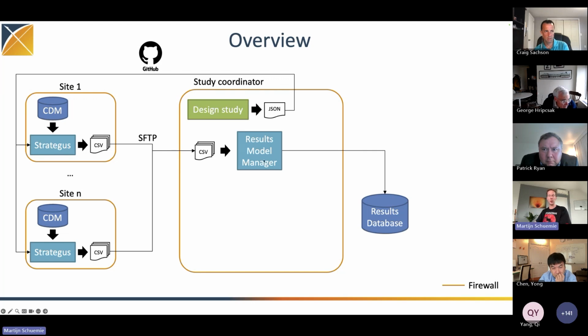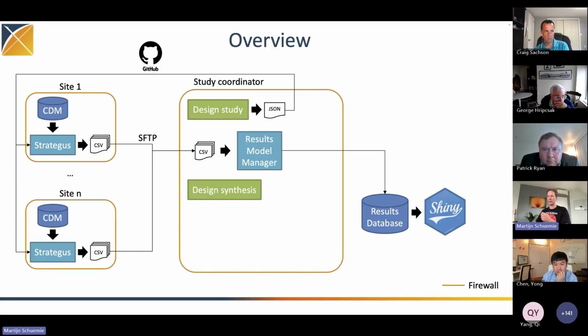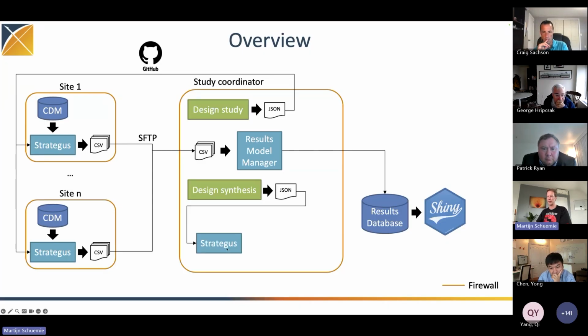Initially, those results are uploaded into a results database and can be viewed through a Shiny app. And then comes the evidence synthesis step. You actually have to separately design the evidence synthesis, although it's pretty much always the same, as I'll show in a minute. That leads to a JSON file that you don't have to communicate with anybody. You just run it locally in Strategos. It uses the results stored in the results database. You get new CSV files that you upload, and now you can also see those results in the Shiny viewer.